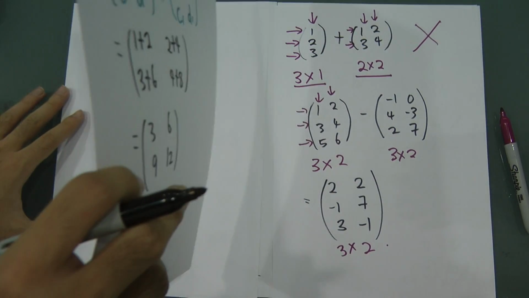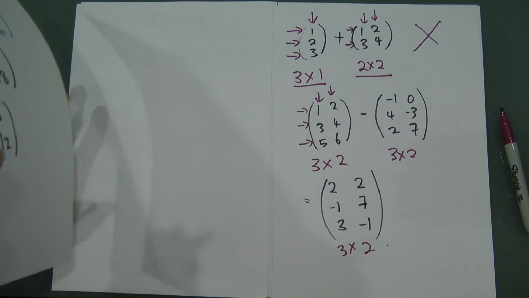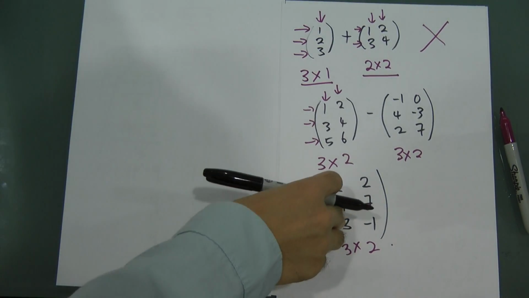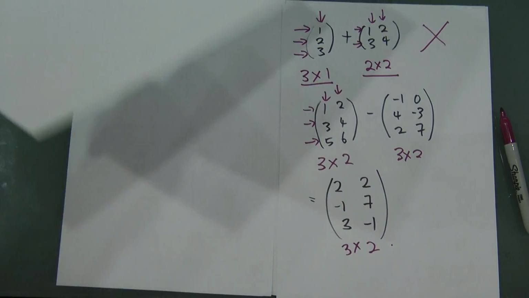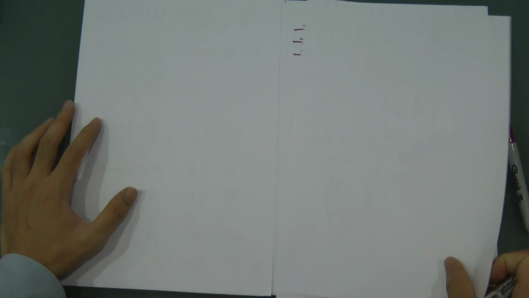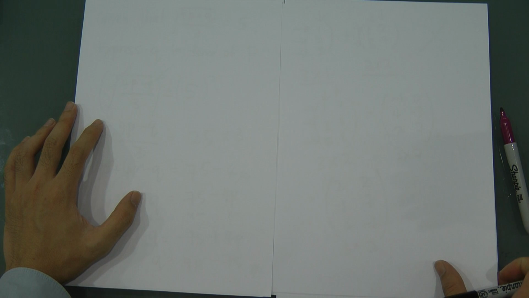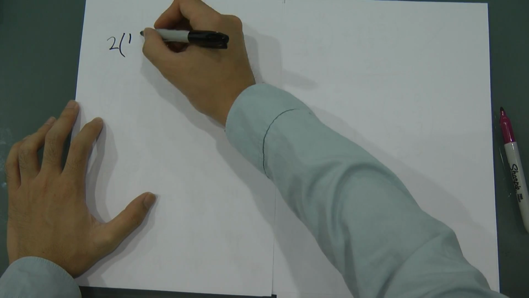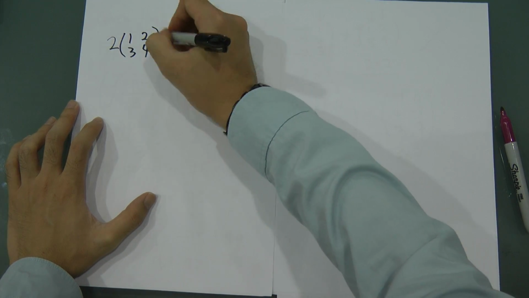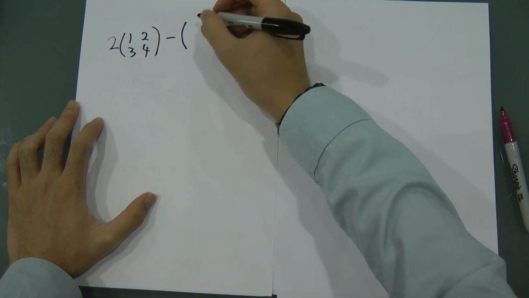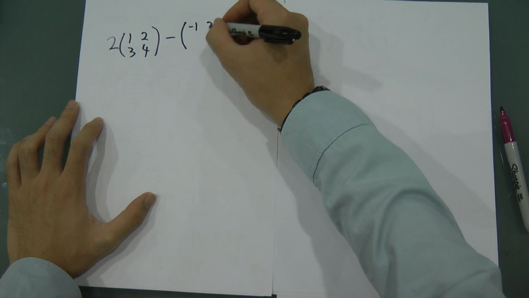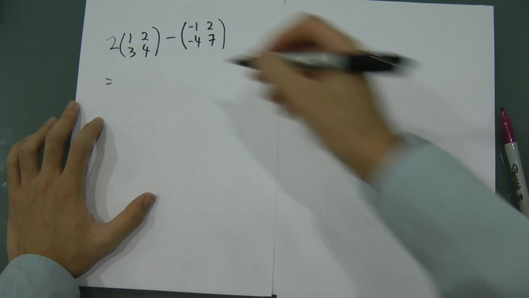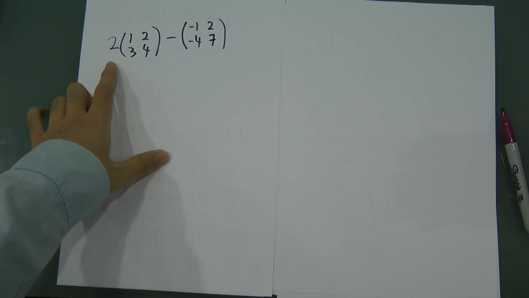Scalar actually is something like multiple, but it's not really multiple. Okay, let me explain about the scalar. Let me change to a new one. Let's say I put some simple one. Let's say I got 2 in front of the matrix 1, 2, 3, 4, minus -1, 2, -4, 7. What happens if you have a 2 in front?